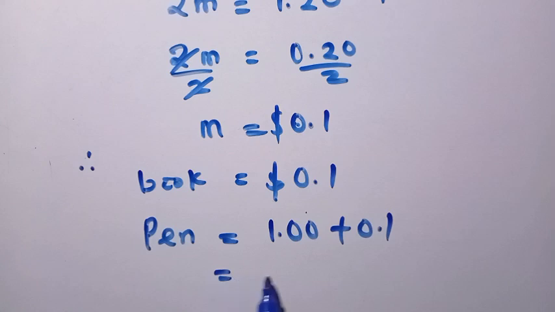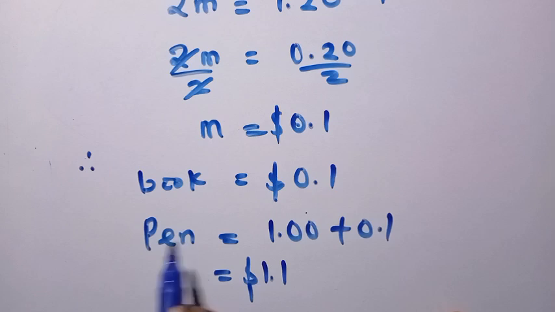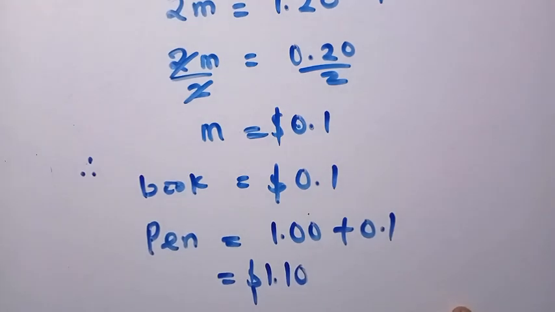So adding this together, we have $1.1. Therefore, the price of the pen is $1.1. So let's put 0 into the decimal place. So this is how we solve this, just as simple as that.